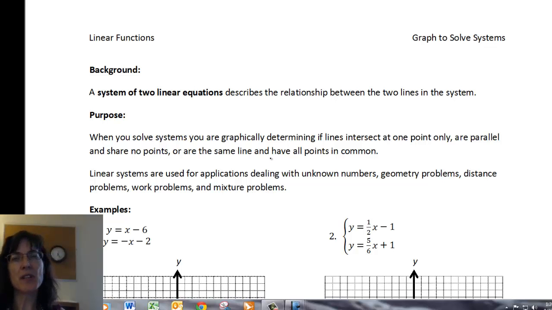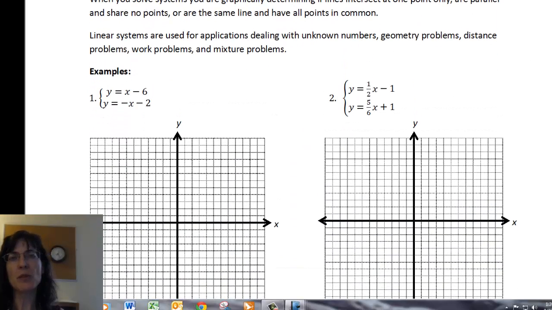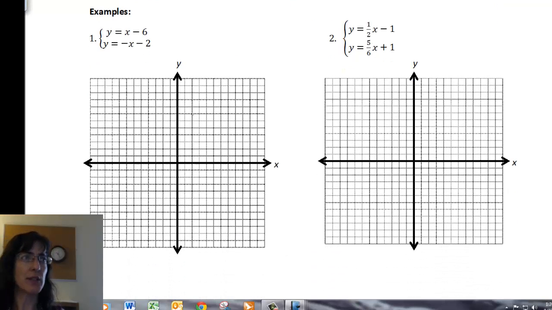We use linear systems quite often when we're working with unknown numbers for geometry problems, distance problems, work problems, and mixture problems. We'll use systems quite often to help us solve them. First we want to look at what they look like when you work with a system and graph it. I want to show you a couple of examples.